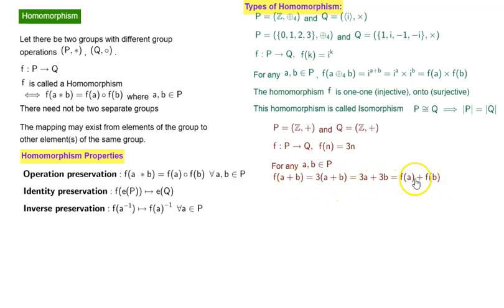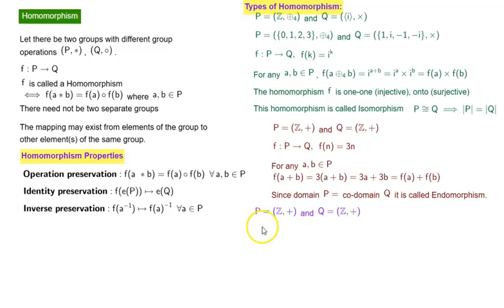Now, even though it is all addition, in your mind you should be clear that this is the group operation of P and this is the group operation of Q. Okay. So which means again that F is a homomorphism. Now the thing is here, the domain P, that is the set of integers, is the same as the codomain Q. If the domain is equal to the codomain, it is called endomorphism.